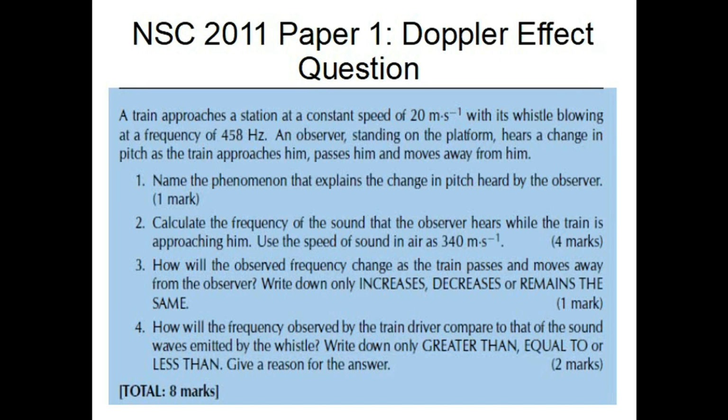That's 4 marks. Question 3: how will the observed frequency change as the train passes and moves away from the observer? All we have to do here is write down increases, decreases, or remains the same, for 1 mark. And then question 4: how will the frequency observed by the train driver compare to that of the sound waves emitted by the whistle? Write down only greater than, equal to, or less than, and then give a reason for your final answer. So go ahead, attempt this question by yourself.